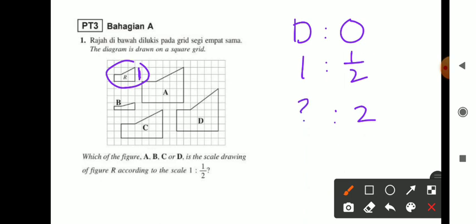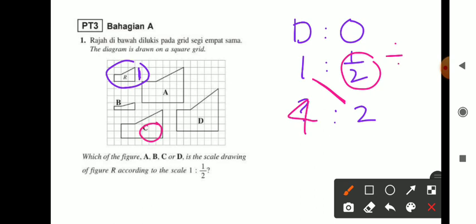Okay, remember use your cross multiplication. 2 times 1 equals to 2. Then divided by half. Dapat berapa? Guna calculator. Then your answer will be 4. So kalau sini 2 cm, then in your drawing it must be 4 cm. So you go and count which one is 4 cm.